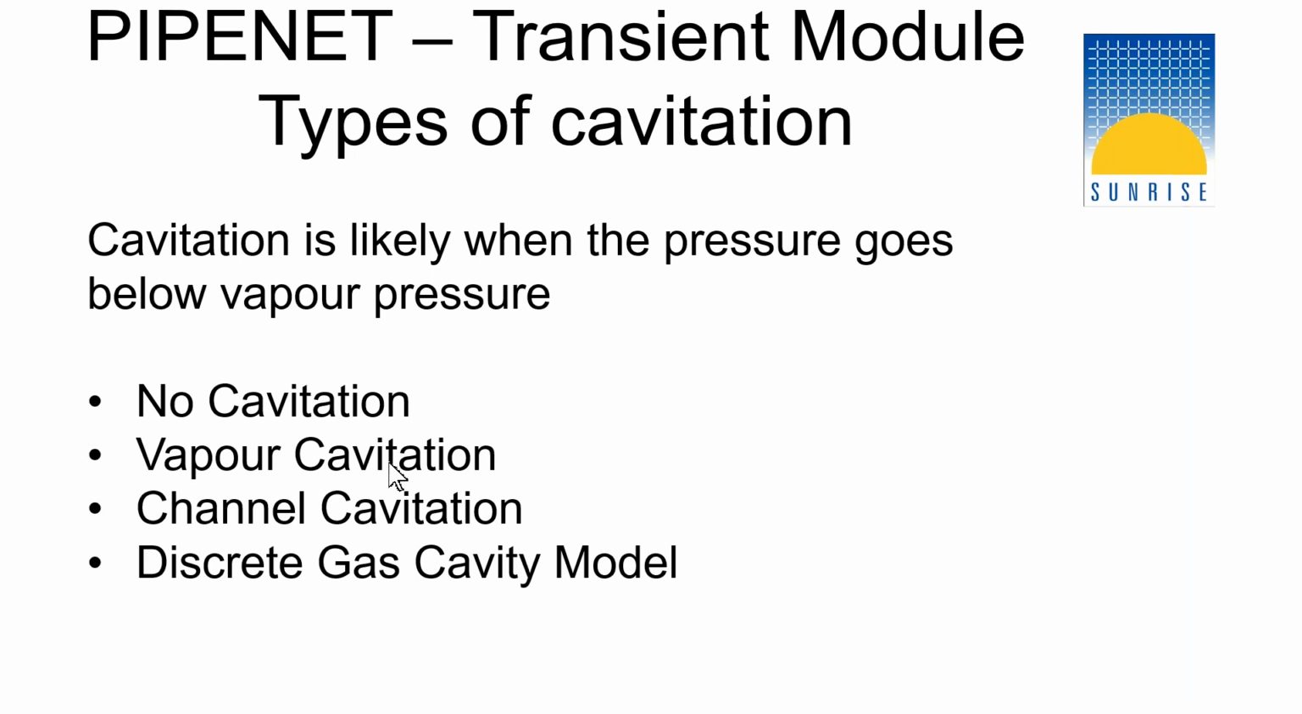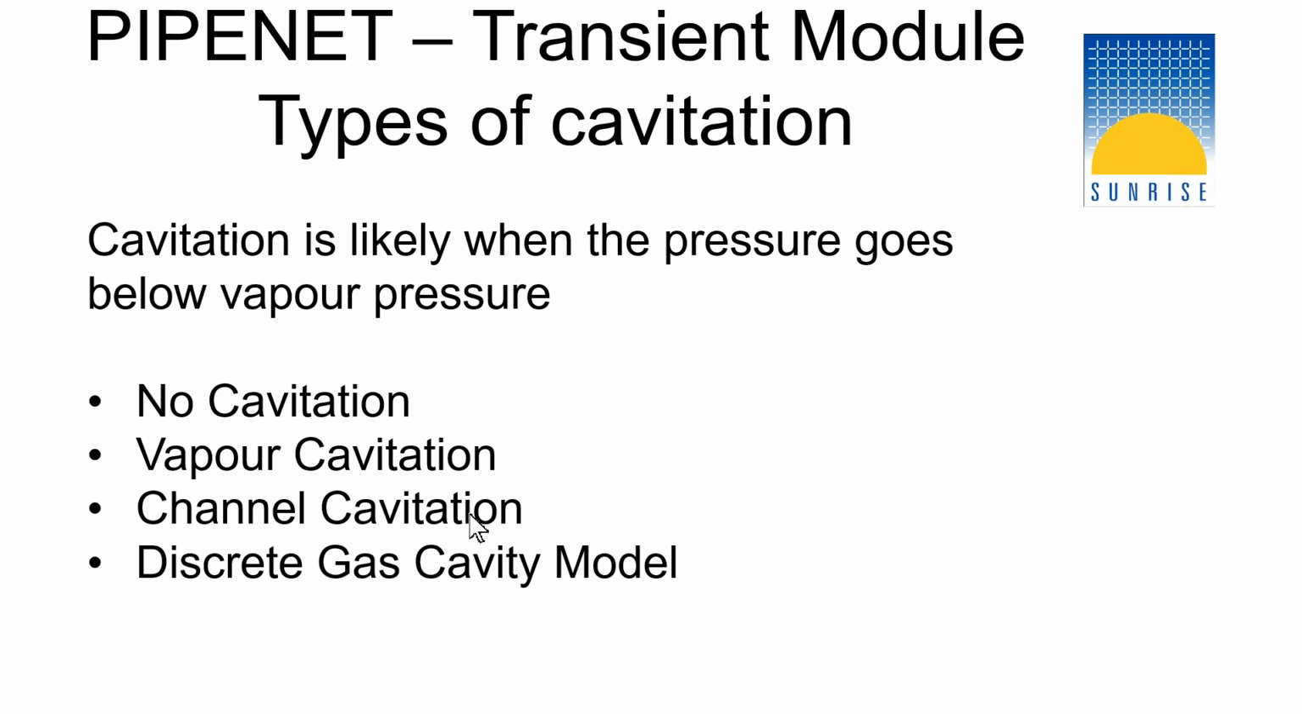And vapor cavitation is the classical textbook method. The classical textbook method is from a book called Fluid Transients by Wylie and Streeter. That is generally regarded as the classic textbook for transient analysis in pipe networks. And this model is from that textbook and is the classical model.